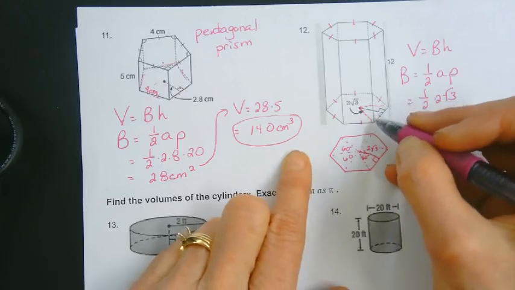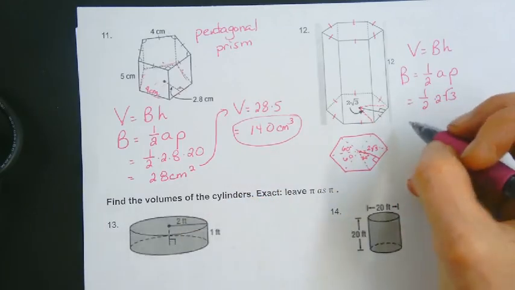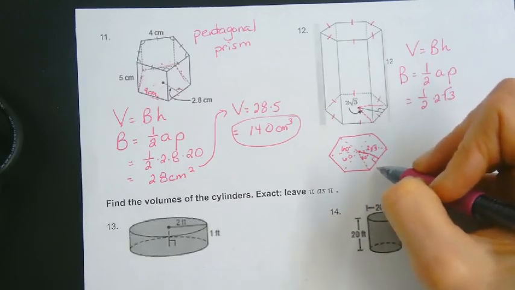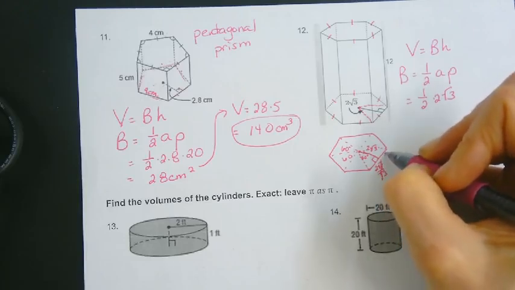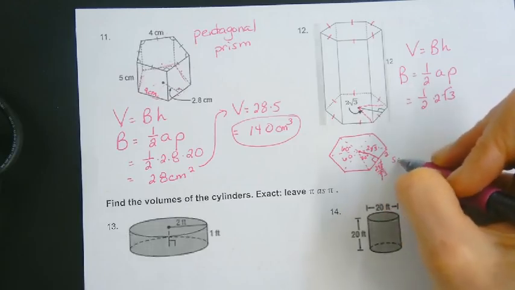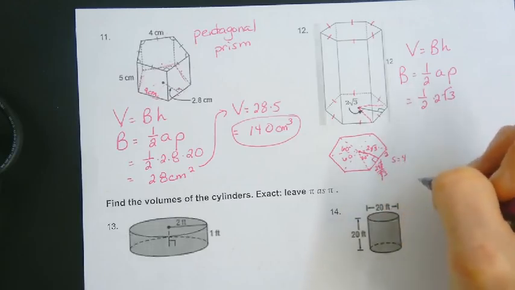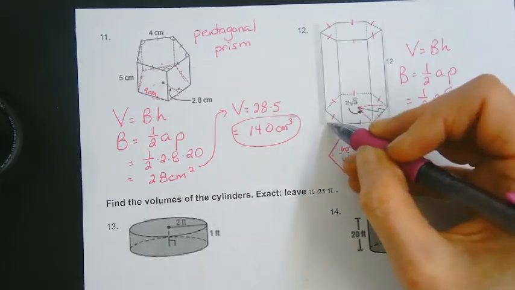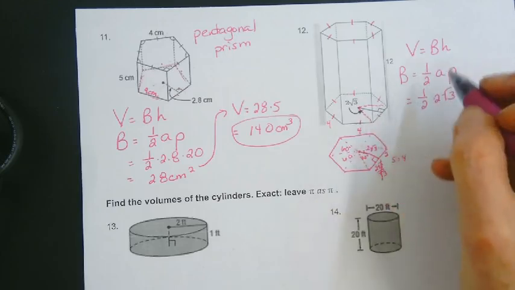Okay, so if that's true, then if this long leg is 2 rad 3, then the short leg is 2 rad 3 over rad 3. So that just makes it 2. So this is 2, and this is 2. So the side is equal to 4. All right, well, if the side is equal to 4, then we can just find the perimeter that way. 4 times 6 is 24.